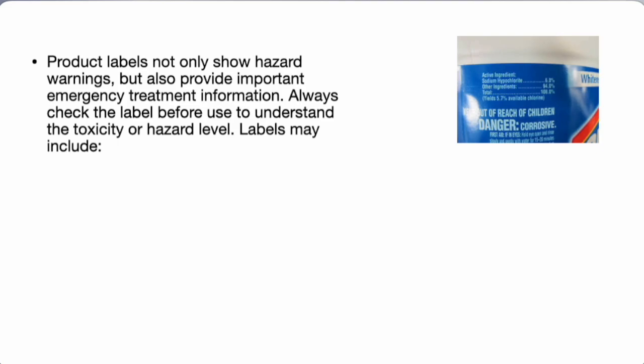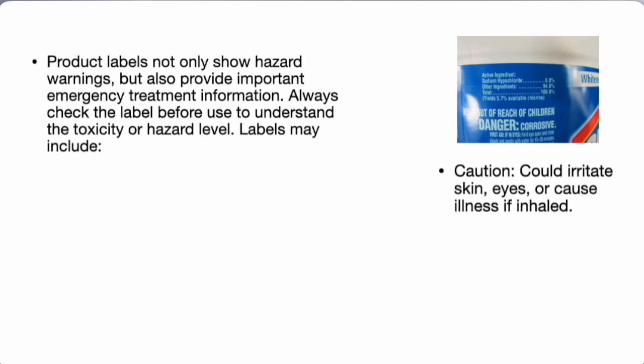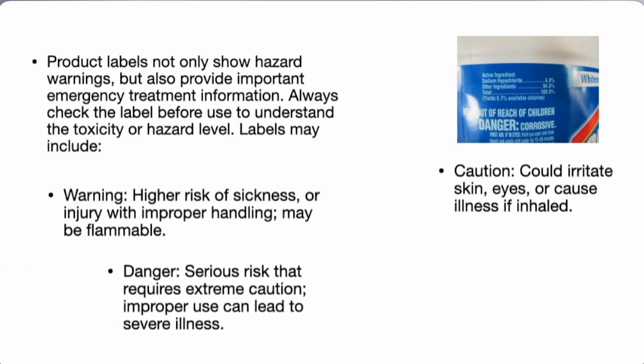Product labels not only show hazard warnings, but also provide important emergency treatment information. Always check the label before use to understand the toxicity or hazard level. Labels may include: Caution, could irritate skin, eyes, or cause illness if inhaled. Warning, higher risk of sickness or injury with improper handling, may be flammable. Danger, serious risk that requires extreme caution. Improper use can lead to severe illness.